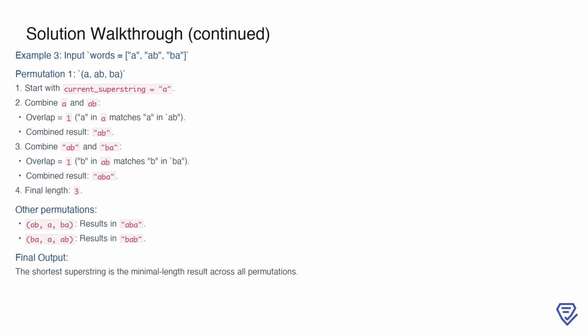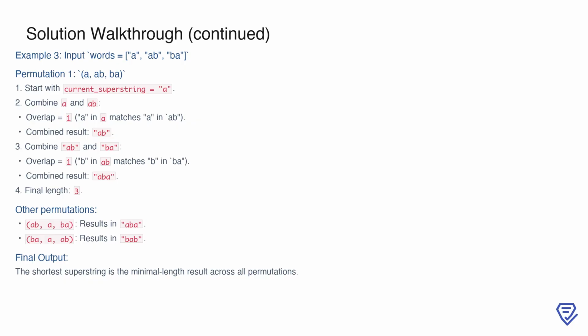Finally, consider the input words equals A, AB, BA. For the permutation A, AB, BA, we begin with current_superstring equals A. Combining A with AB gives an overlap of 1, where A matches, resulting in the superstring AB. Then, combining AB with BA, we find another overlap of 1, where B matches, producing the superstring ABA with a length of 3. Checking other permutations, such as AB, A, BA, we again get ABA as the result.